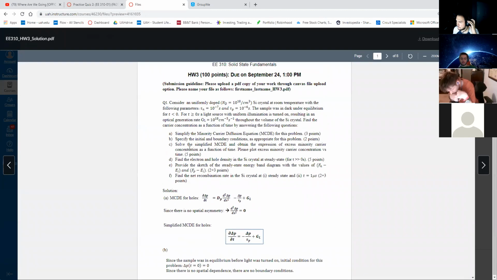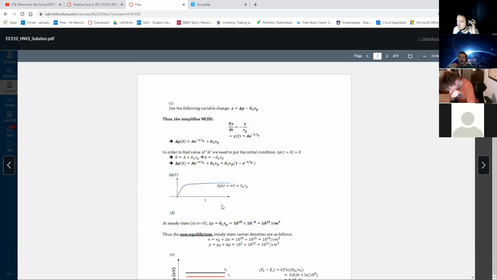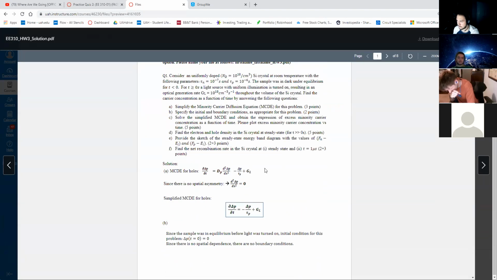Then we found the electron and hole density at the steady state. I don't think in the quiz he asked for that specifically, but if he did, the way you would do that, remember, is think about it like a graph or draw it down as a graph. This right here is him finding, or what you could use to find, steady state, which you can say is when time is at infinity. It's gone on so long that it's reached a constant state or a steady state. And in this case, you can see that he says it approaches GL tau p. That's the exact same scenario as we saw in the quiz. So question 1 on the homework is, as far as I'm concerned, just the quiz.